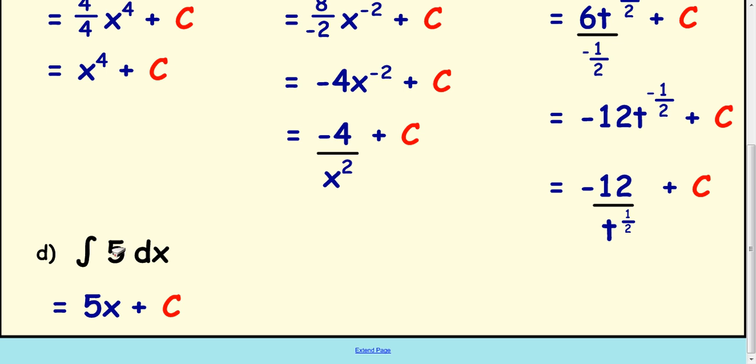Another way to look at it is 5 is the same as 5x to the power 0, and if you add 1 to the power you get x to the power 1 and divide by 1, you'll get 5 over 1 x to the 1, so you end up with this.